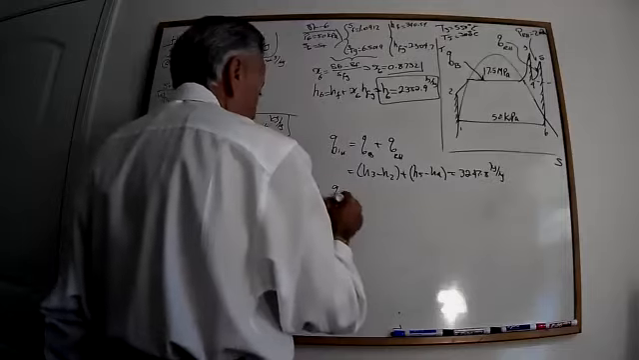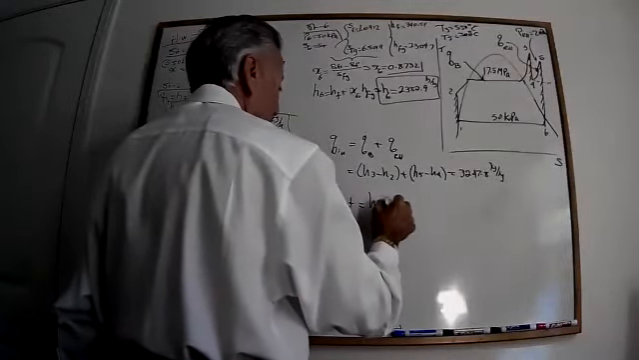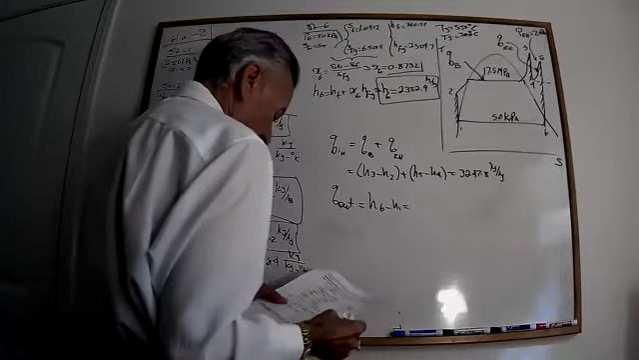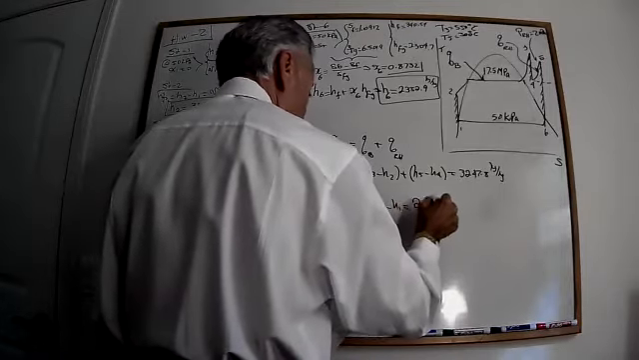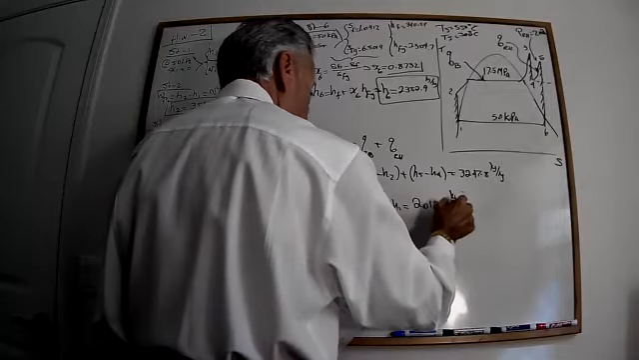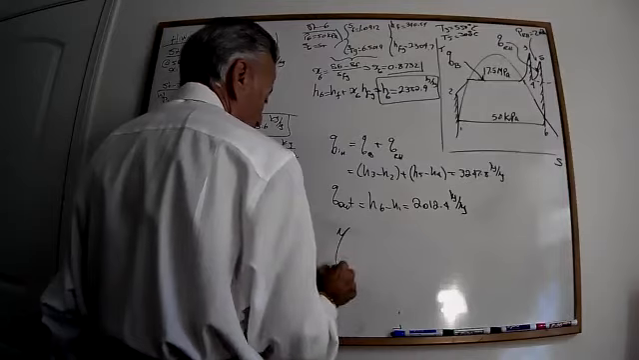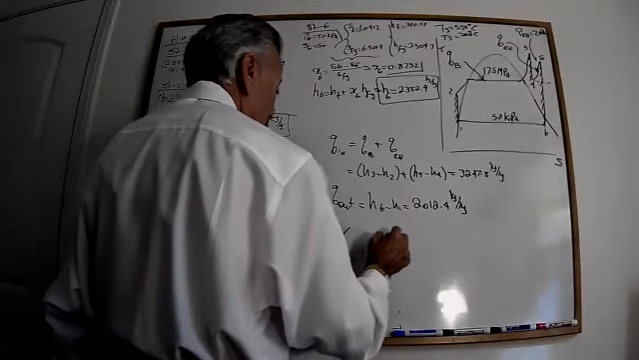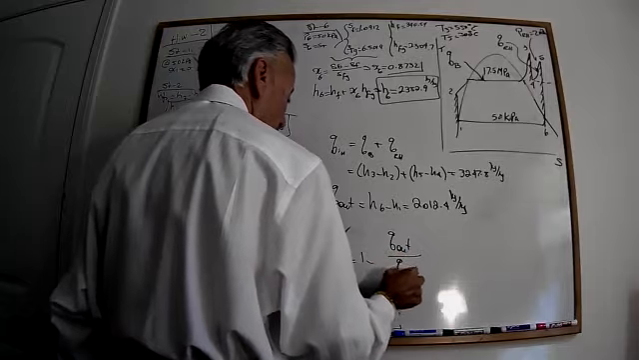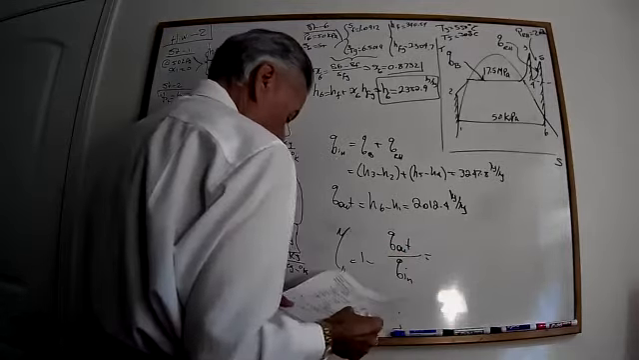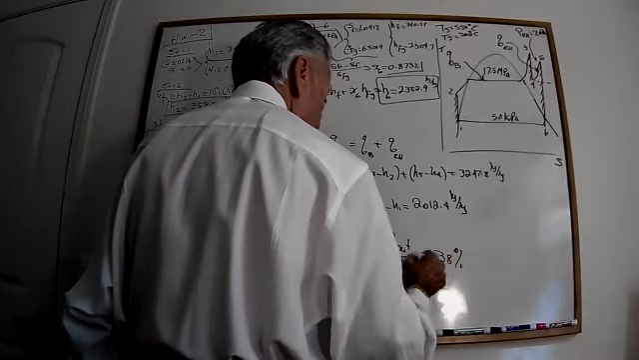Q out, it's only H6 minus H1, and that value would be 2012.4 kilojoule per kilogram. And finally, the thermal efficiency is 1 minus Q out divided by Q in, which gives us about 38% efficiency.